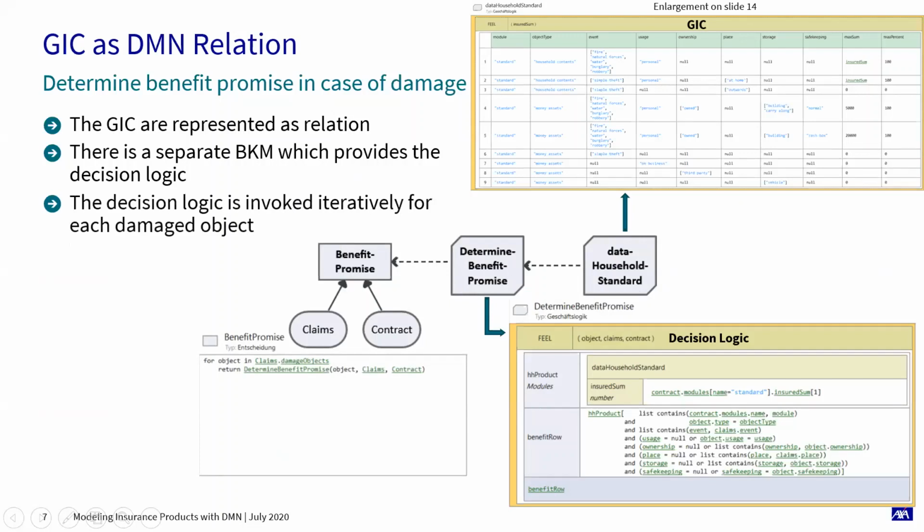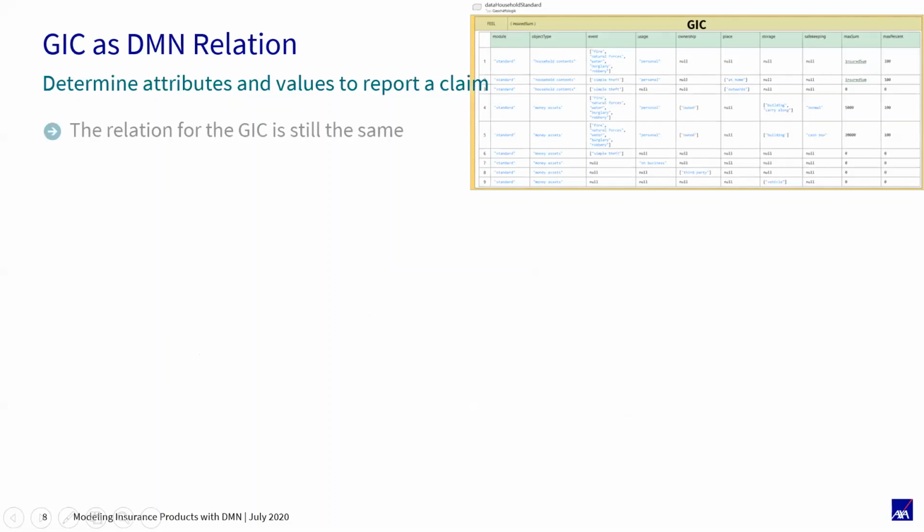So DMN provides all the means needed to model the terms and conditions of insurance products, and DMN provides all the means to model the logic needed to apply on the modeled terms and conditions. So with DMN, we are able to provide computable insurance products. So this is a second use case.